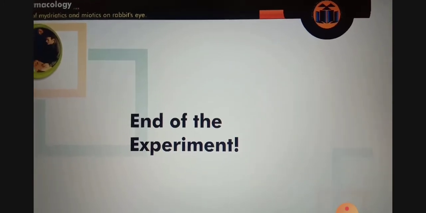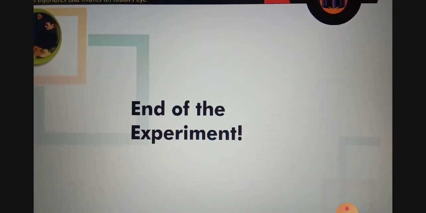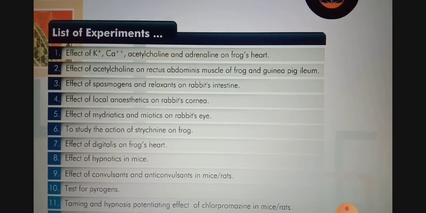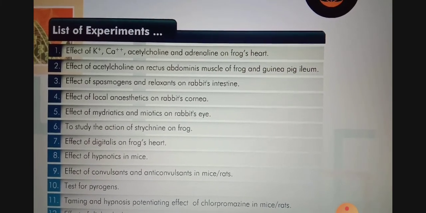So here is the end of this experiment. We have completed experiment number 14 and experiment number 15 together.